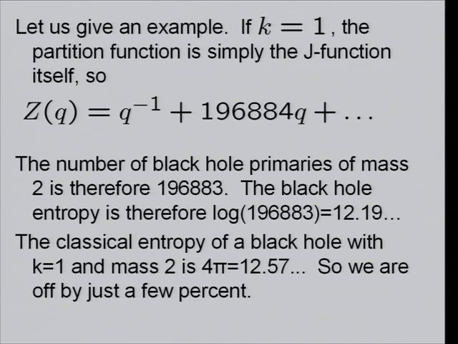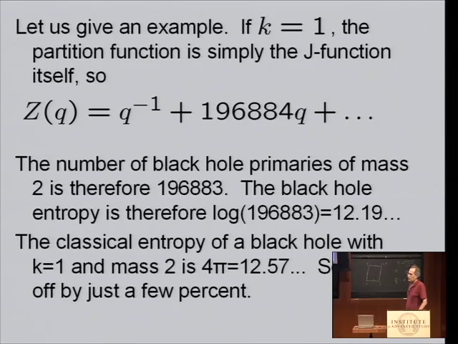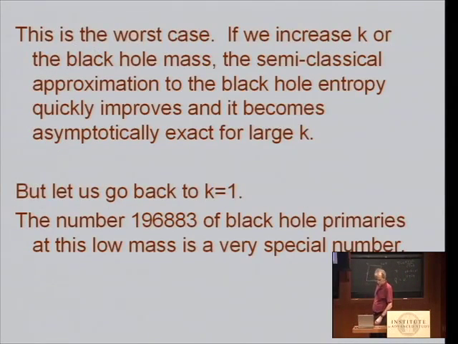If you increase k and the black hole mass, it quickly improves. After all, this is the case that is worst. The Bekenstein-Hawking approximation that we've used here is an approximation when the radius of curvature and the black hole Schwarzschild radius are both much bigger than the Planck length. But by taking k and the mass to be as small as possible, we've gone as far as possible from the classical limit. So this is really the worst we're going to do, and it will only get better from there as we approach the classical limit. But let's go back to k equals 1.